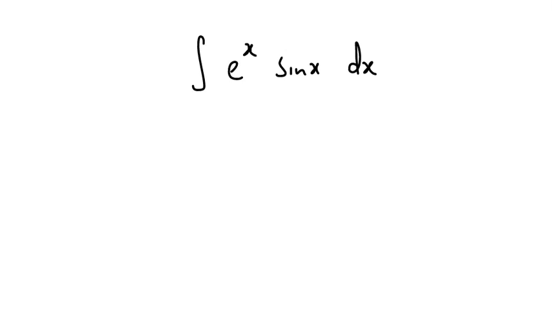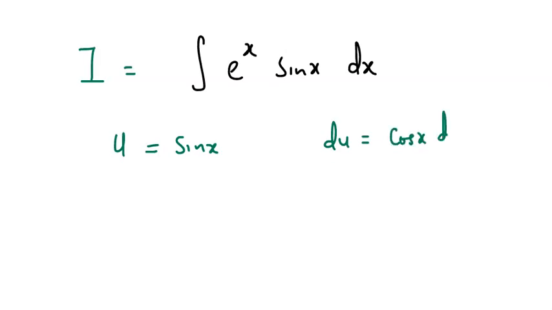Welcome back once again. To evaluate this integral, we're going to use the method of integration by parts. First, let's call this integral I. Now we're going to make the following substitution. u will be equal to sine of x. Differentiate both sides, we get du is equal to the derivative of sine of x, which gives us cosine of x dx. Then what is going to be our v?